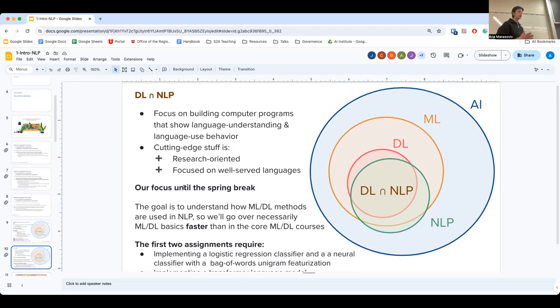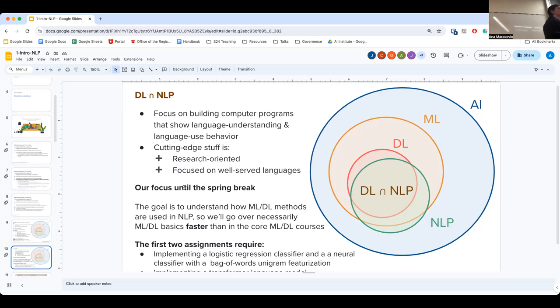Okay, so what we are going to do in the first part of this course is focus on this intersection between deep learning and NLP. And we are going to focus on the question of how to build programs that can show language understanding and language use behavior. As I said, this is more an engineering pursuit rather than the part of NLP that intersects with cognitive science, psychology, and linguistics. And I want to emphasize that this part is more oriented when you want to build applications that are designed for well-served languages, English specifically, and then 100 others. But we have many, many more languages, which I'll talk about in a few slides.